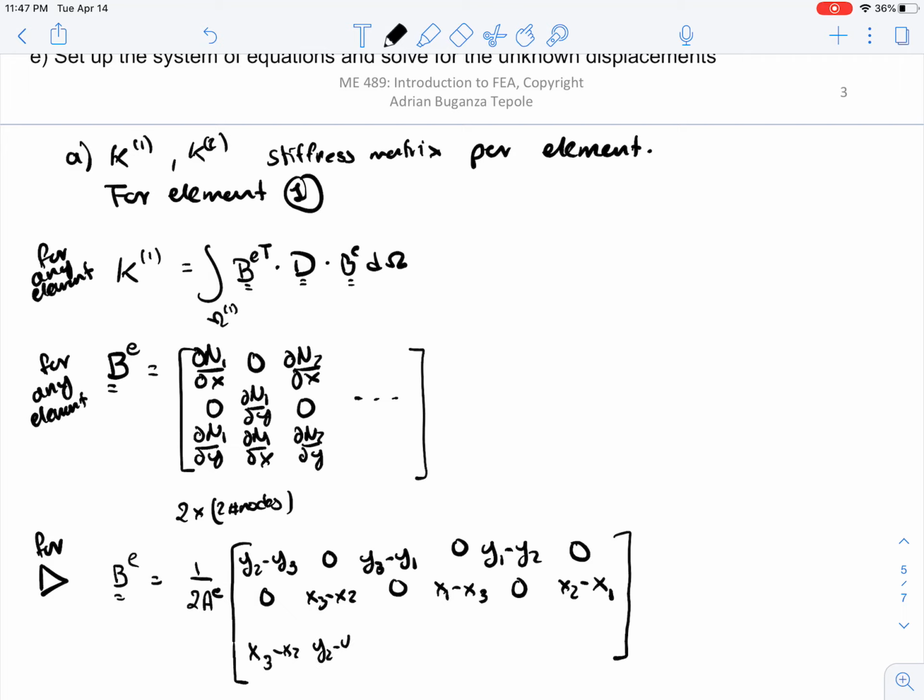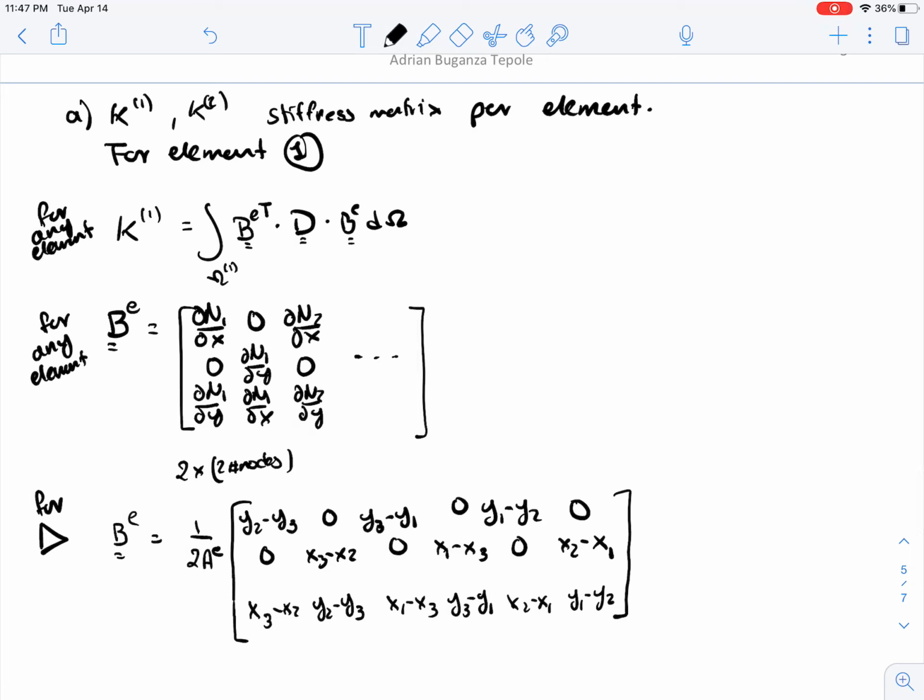And then at the bottom here is basically just intercalated, so this will be x3 minus x2 and y2 minus y3, and this will be x1 minus x3, y3 minus y1, x2 minus x1, y1 minus y2. And you can look it up, you don't have to memorize this. So this will be the B matrix for the triangular element.